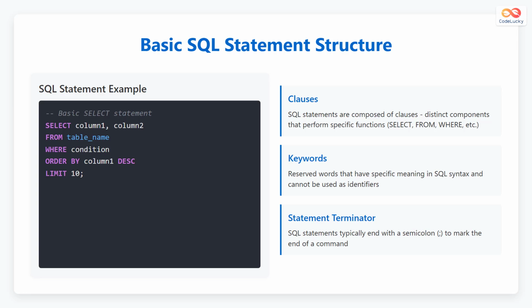SQL also utilizes keywords. These are reserved words that have specific meanings in SQL syntax and cannot be used as identifiers, such as table or column names. Examples of keywords include SELECT, FROM, WHERE, and many more. Finally, most SQL systems require that each statement ends with a statement terminator, typically a semicolon, to mark the end of a command. Adhering to this basic structure is crucial for writing valid and effective SQL queries.